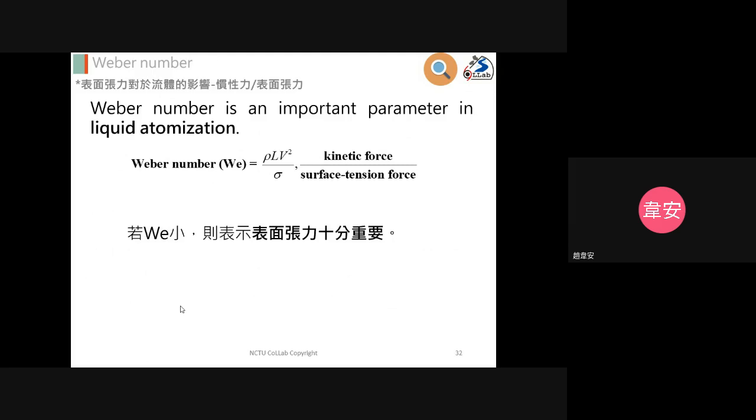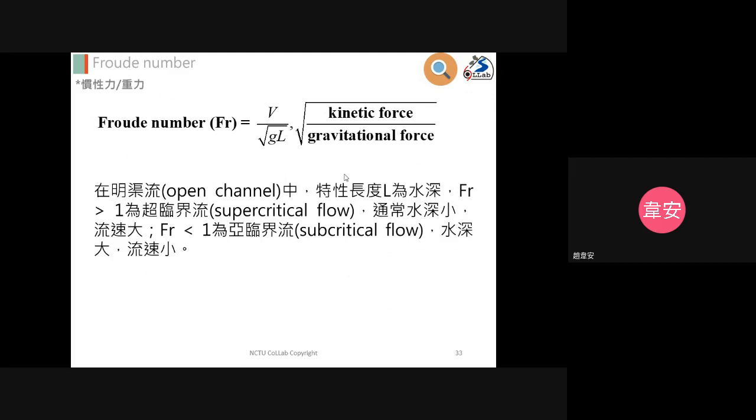And the third parameter is the Weber number. As you see, the definition of the Weber number is kinetic force divided by surface tension force. So if the Weber number is small, that means your problem involves the surface tension force, and you need to take the surface tension force into account.